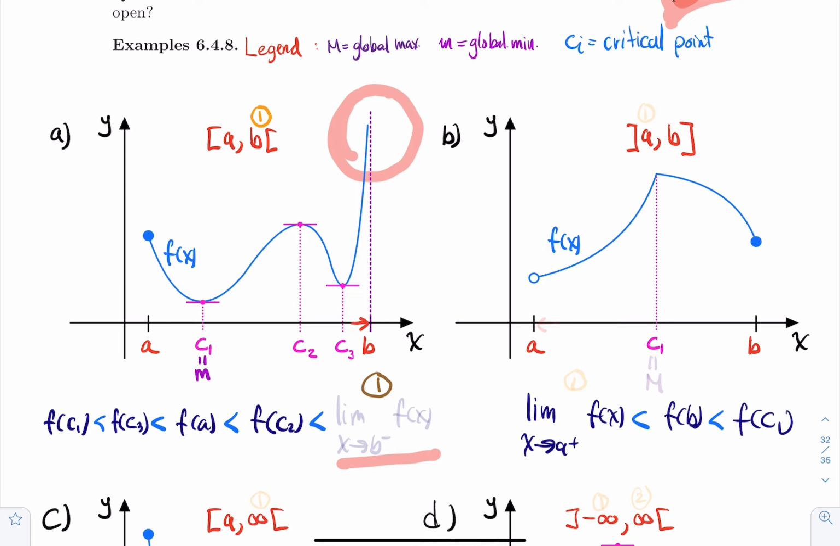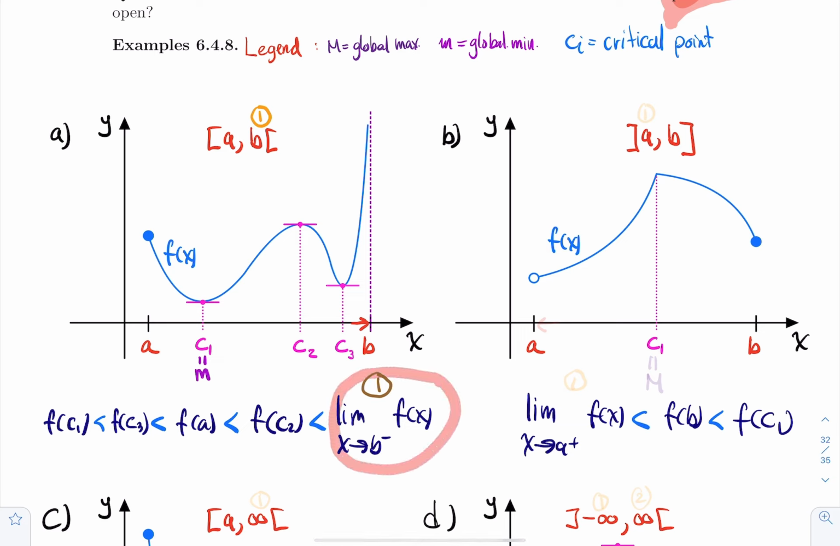Everything that we've computed will be smaller than this limit as x approaches B from the left of f of x, because it's going up to infinity. So this graph has a global minimum at the beginning, at f of C1, but it does not have a global maximum, because the only way you can go to infinity is with a limit. There's no highest possible value, no global maximum within A and B. So here, there's no global maximum, just a global minimum.